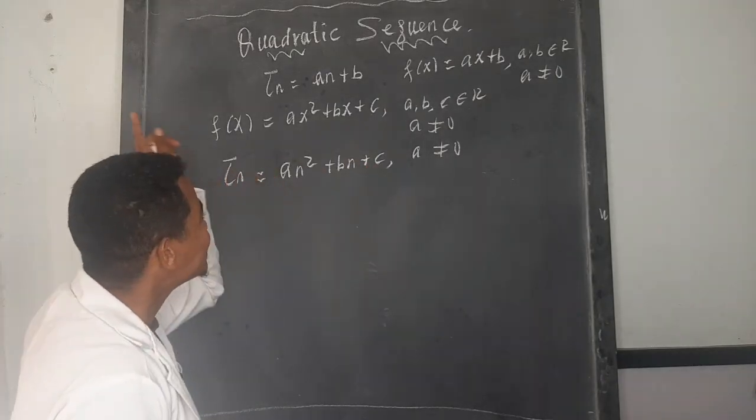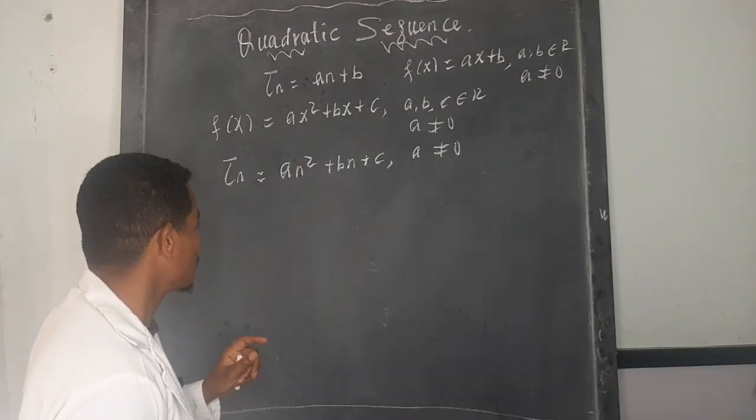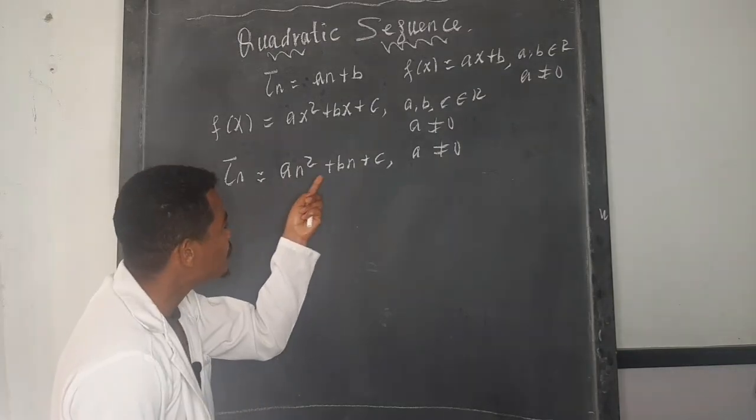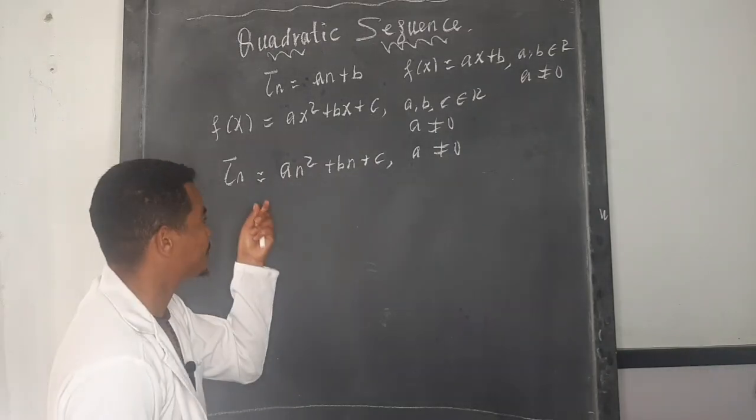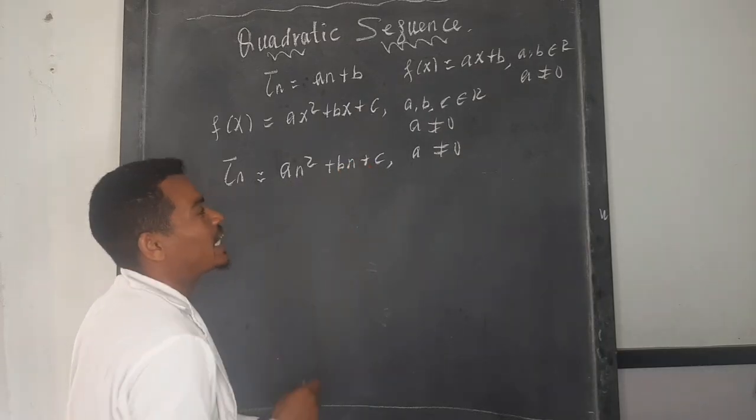In this case, the second difference is constant in quadratic sequences. So how can we find a, b, and c? Let's show how to find the values of a, b, and c.